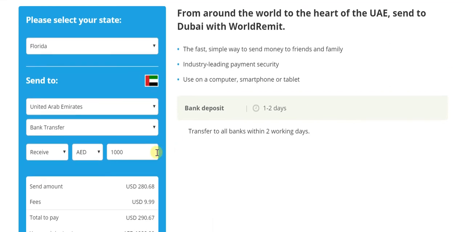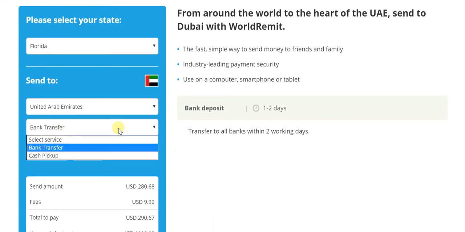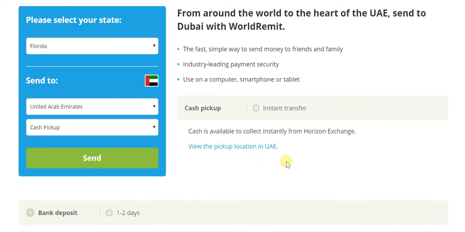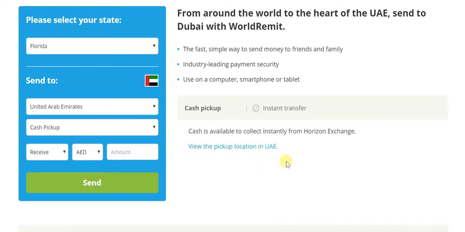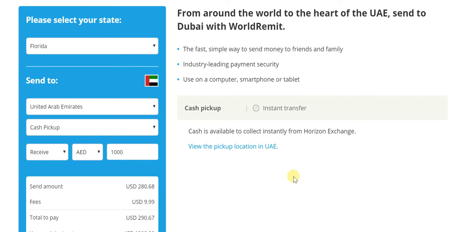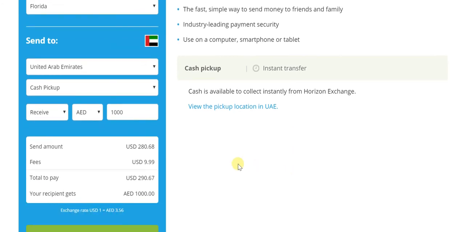Now, having looked at the bank transfer option, let's look at cash pickup as well, because that is also another option which is available. Now, again, between send and receive, let's look at receive, and let's stick to the same amount that we chose previously for bank transfer. Again, you see that everything remains identical, with the fees also remaining the same. So that's another great thing about World Remit. They've not chosen to distinguish between the two kinds of services.